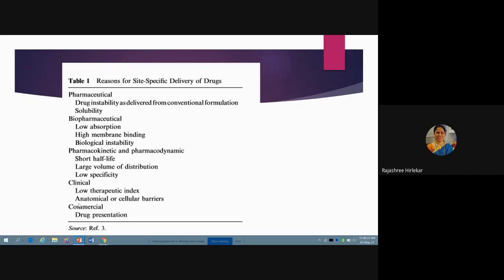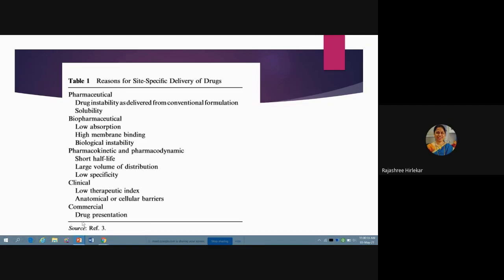Another reason, clinical reason, is anatomical or cellular barriers. That is, certain anatomical regions, like for example the brain, prevent the movement of the drug across the blood-brain barrier to reach the required concentration in the brain. So in such cases, if you use a targeted drug delivery system, it is able to cross the blood-brain barrier because of the modifications which we make in that drug delivery system. So this anatomical barrier can be overcome by the targeted system.